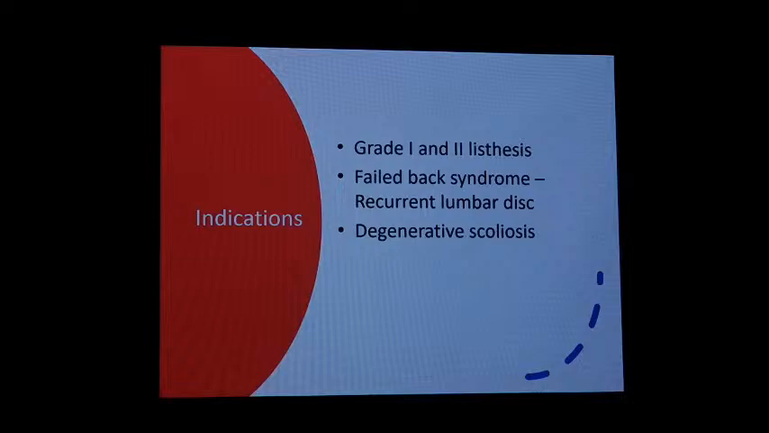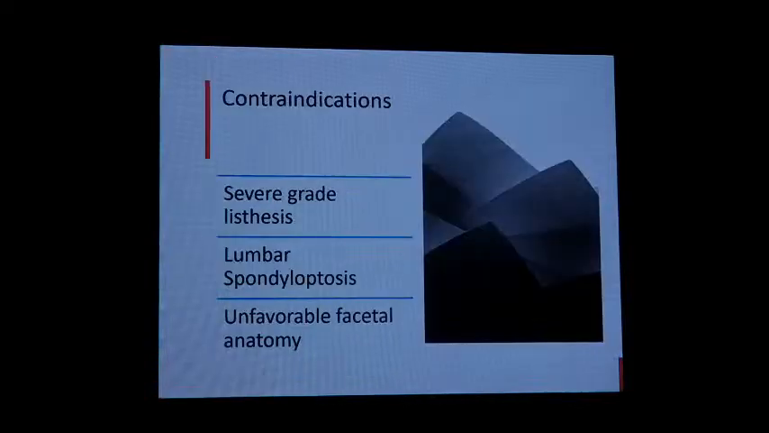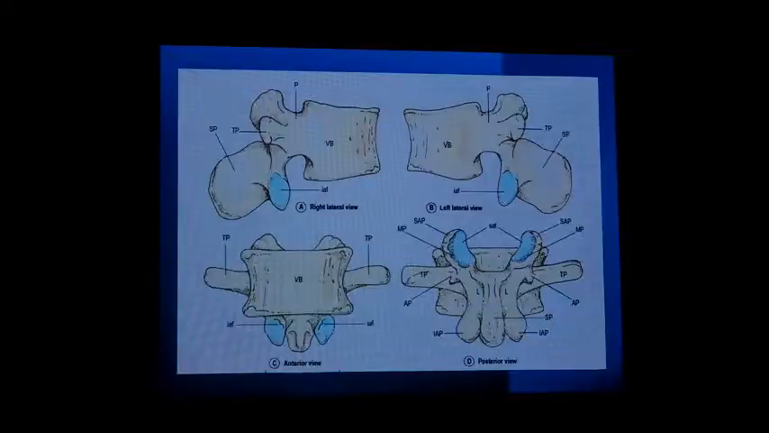What are the indications? Most commonly, it's favored for grade 1 and grade 2 listhesis, failed back and recurrent lumbar disc, and those patients who have degenerative scoliosis. What are the contraindications that we look for? It's usually best to avoid it in the initial few years of your practice for severe grade listhesis, as the anatomy can be confusing, and for lumbar spondyloptosis, and whenever you have unfavorable facetal anatomy.